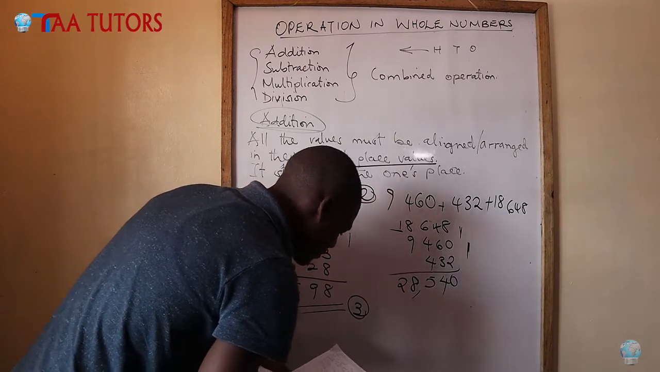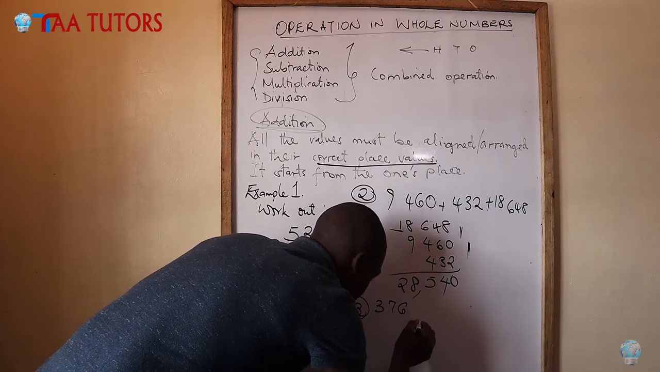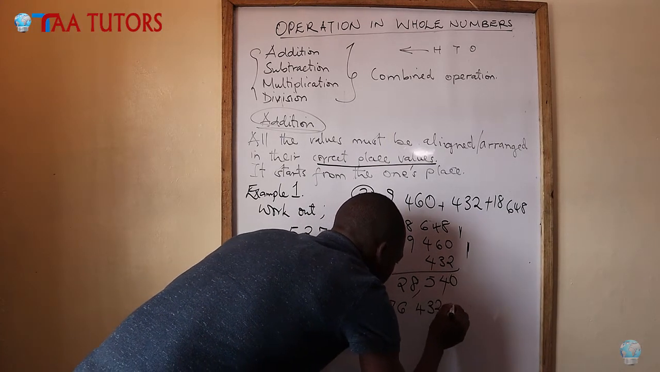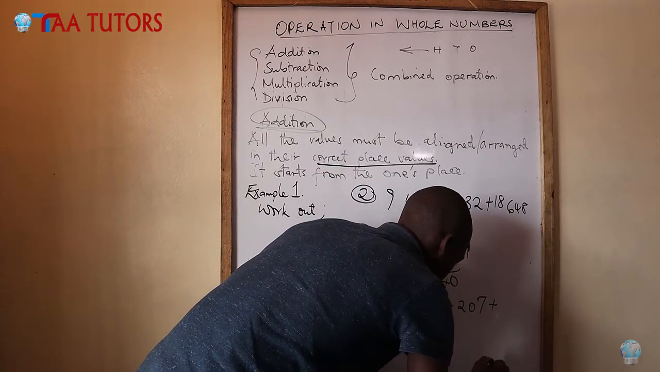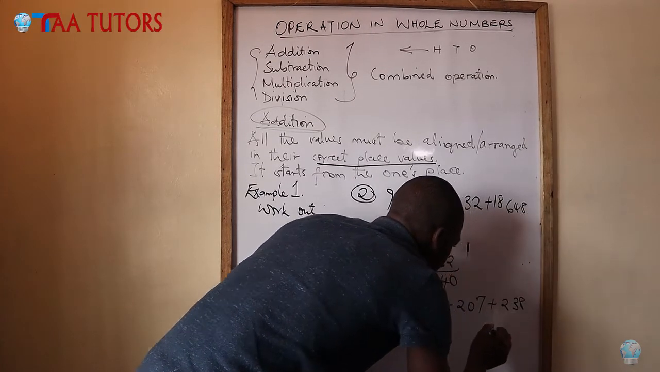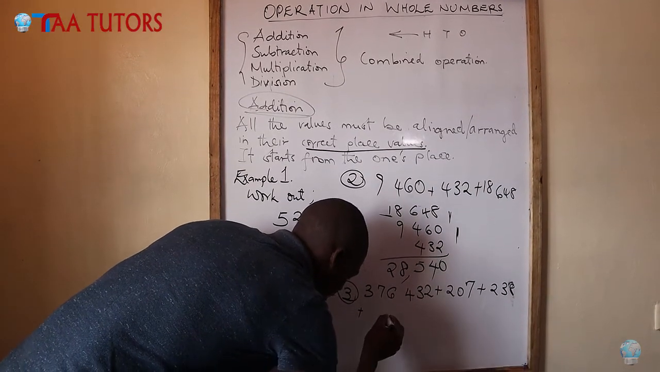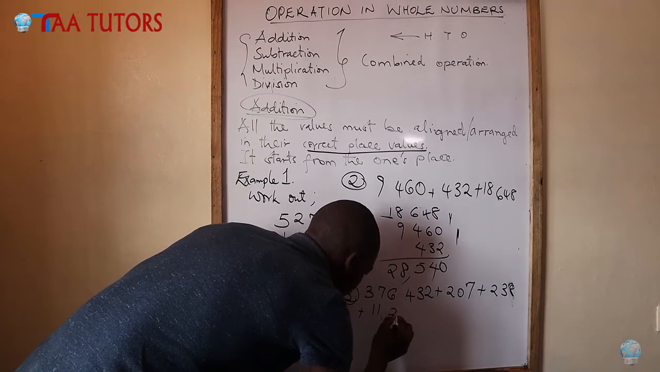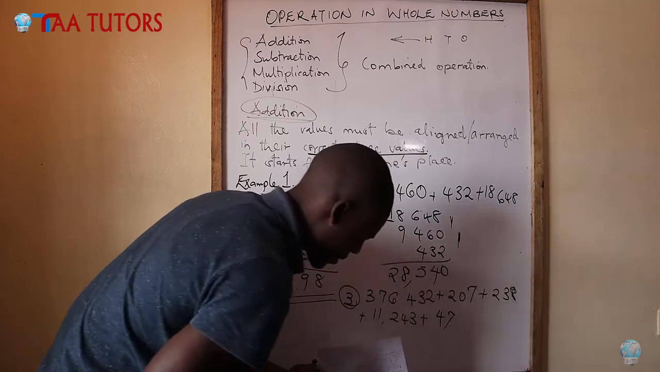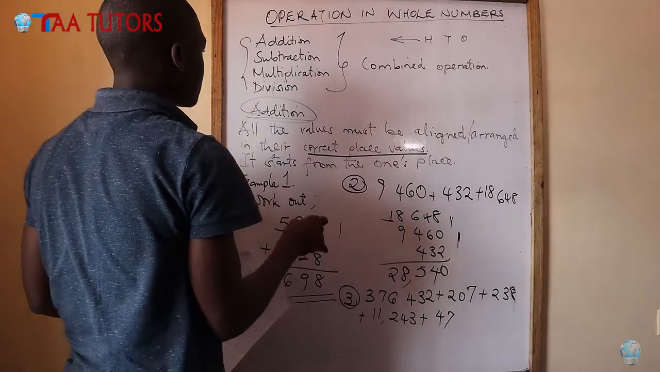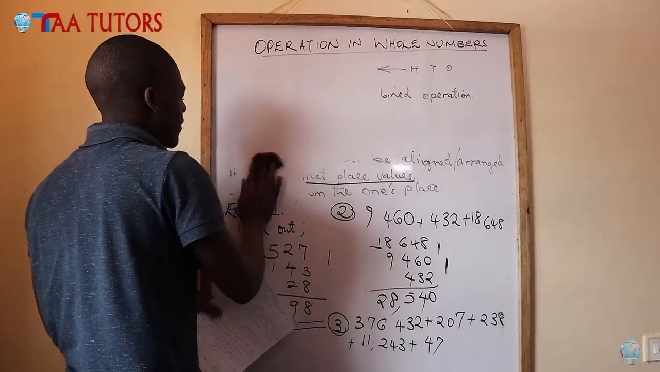Example 3, we will have 376,432 plus 207 plus 238 plus 11,243. Lastly, we have 47. We can see how long it is. If you have to add them across in that method, you can bet you will not find the correct answer.